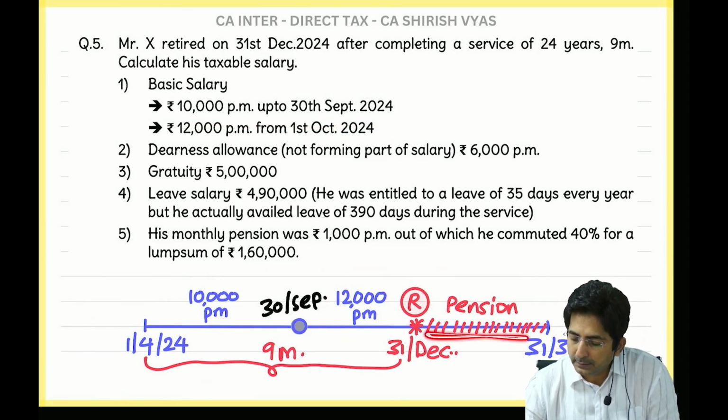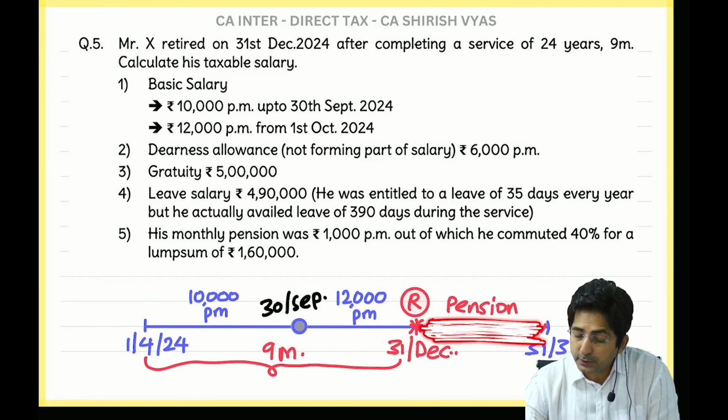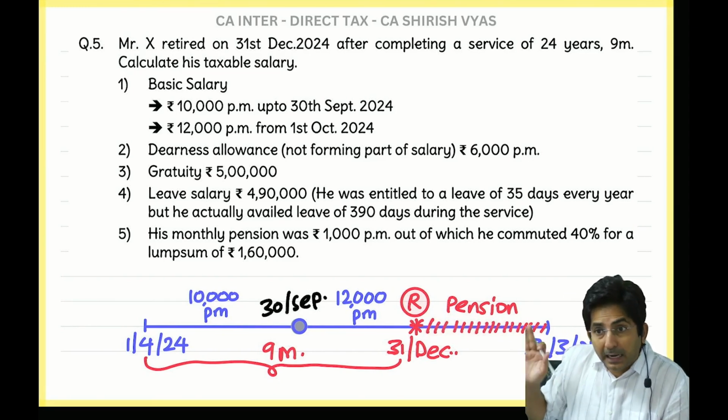So you also draw this thing. And see, on this right hand side, why I have written pension? Because I know in pension, students make silly mistakes in the months. So for pension, which months are relevant? Right hand side. After retirement.